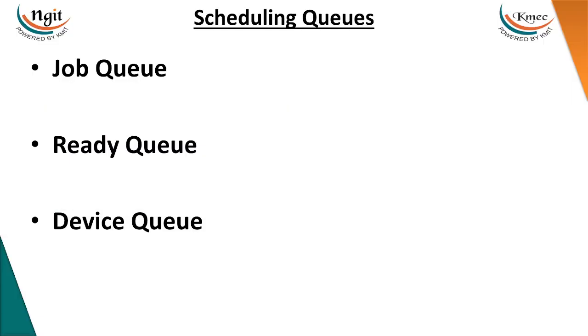In this video, we are going to discuss the different queues that are used by the operating system, what the different schedulers are, and what the scheduling criteria are. The topic is scheduling queues. There are three scheduling queues we need to use: the job queue, the ready queue, and the device queue.